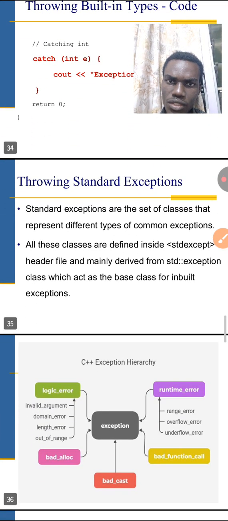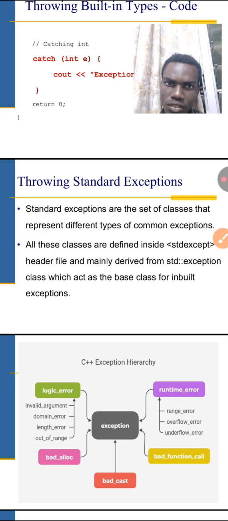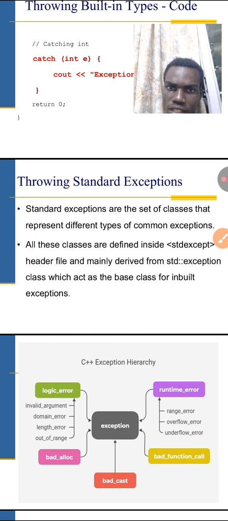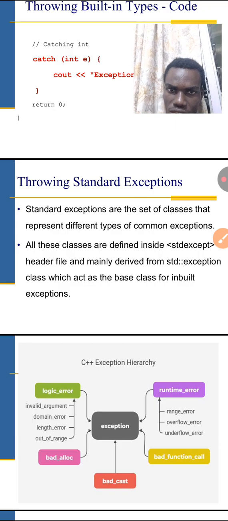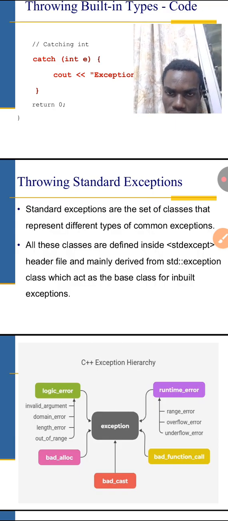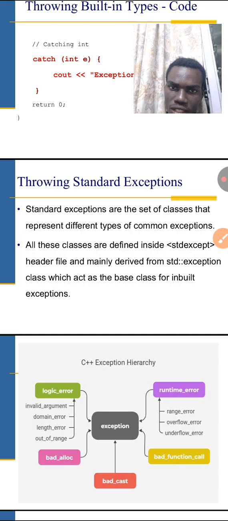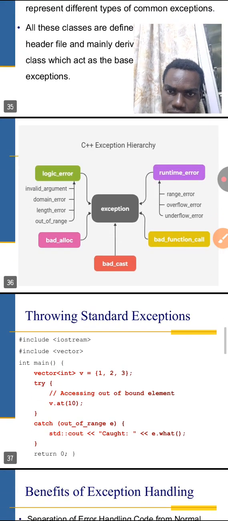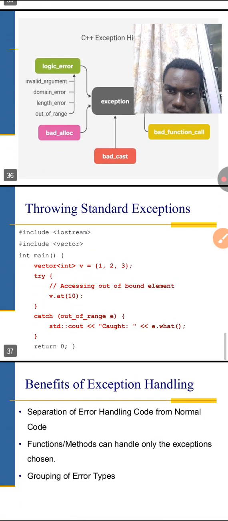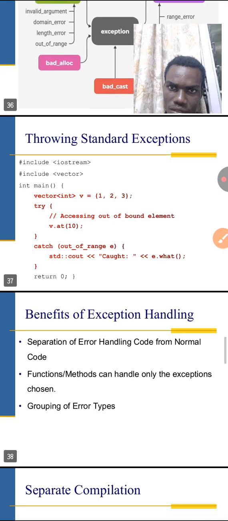Now let's look at throwing standard exception. Standard exceptions are the sets of classes that represent different types of common exceptions. All these classes are defined inside the std except header file and mainly derived from the std exception, the class which acts as the base class for inbuilt exceptions. So here's an example which I would like you to take a look at.